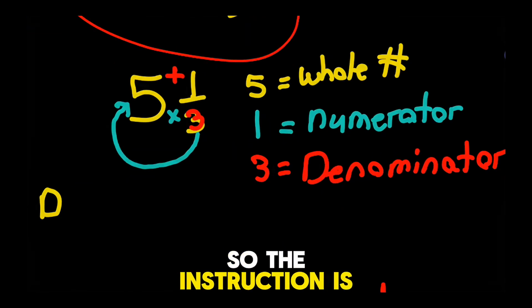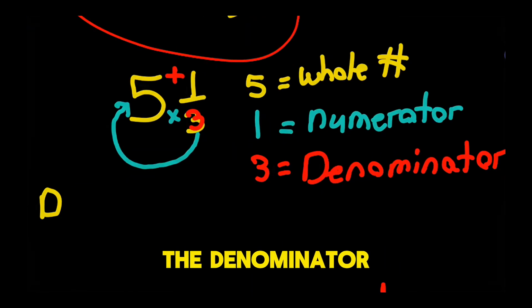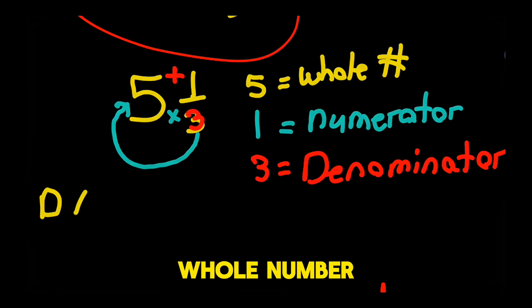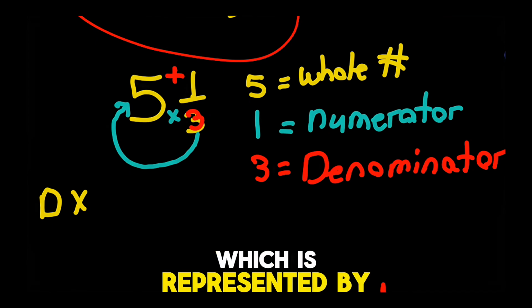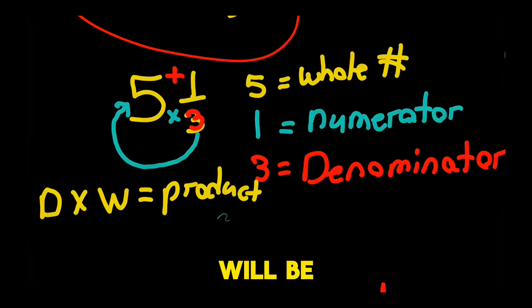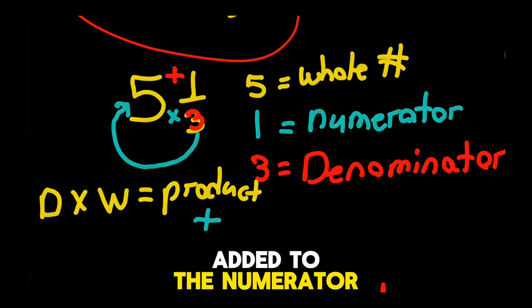So the instruction is the denominator, here referred to as d, will be multiplying the whole number, which is represented by the letter w, and that product will be added to the numerator.